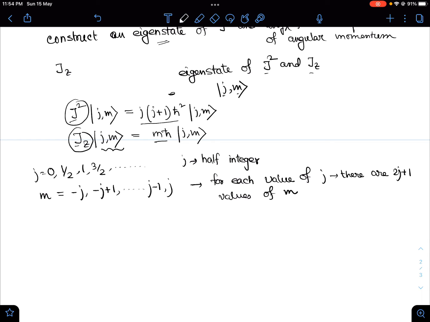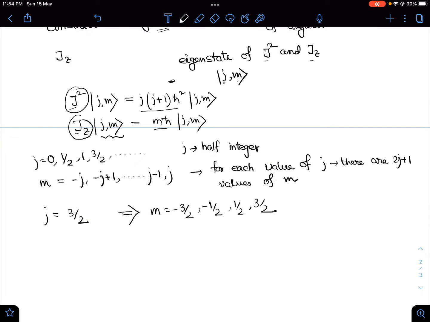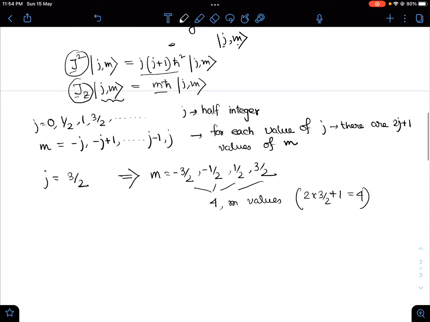So let us consider an example. Suppose we have j value to be 3/2. Then what will be the values of m? For j equals 3/2, m is minus 3/2, minus 1/2, 1/2 and 3/2. So we have 4 m values. And 2j plus 1 will also give us 4. So this is consistent.